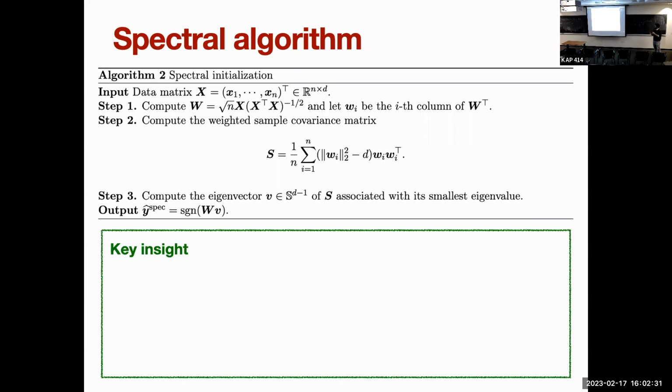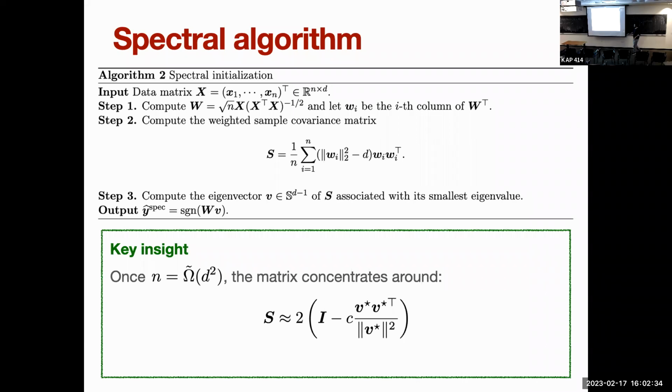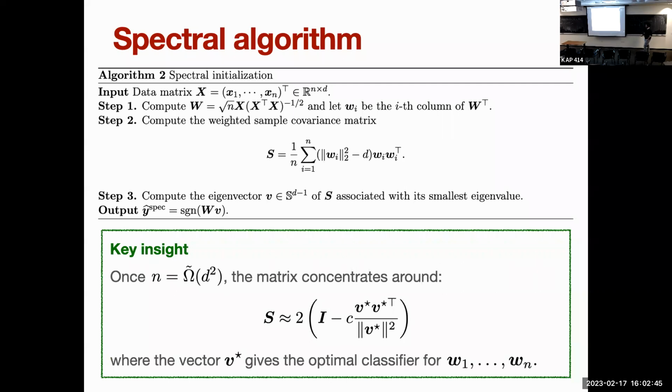The details are not super important. The intuition is simply that after you have enough data points, then this matrix is gonna concentrate around a matrix that looks like an identity minus a rank one matrix. And that rank one matrix actually gives you a very good classifier for the data that you have there. Whenever we find the smallest eigenvector of this guy, we're really finding an approximation of the thing that we wanna recover. But the catch here is that we needed n to be much larger than linear. It has to be quadratic in the dimension for this concentration to happen.